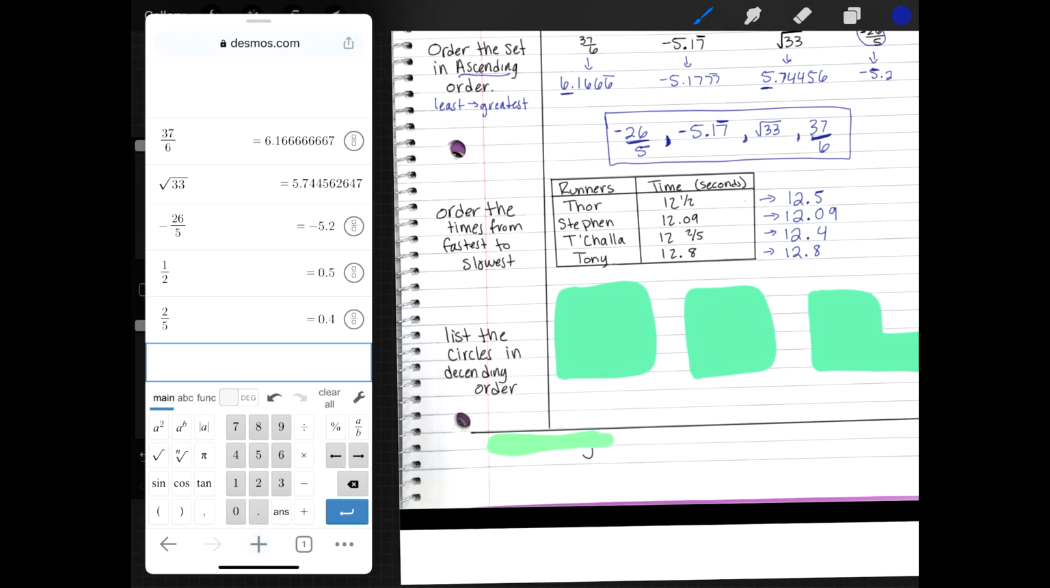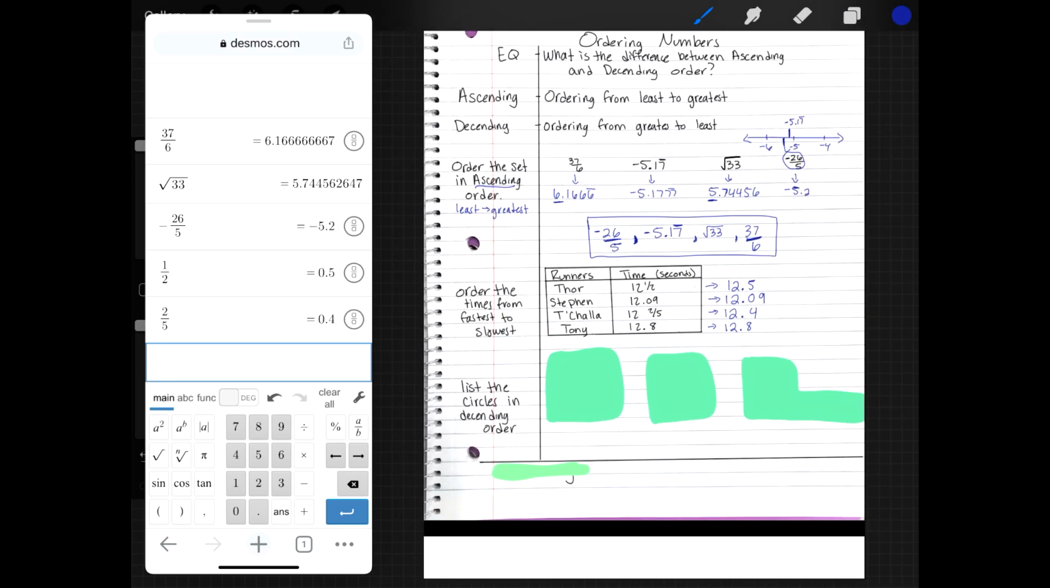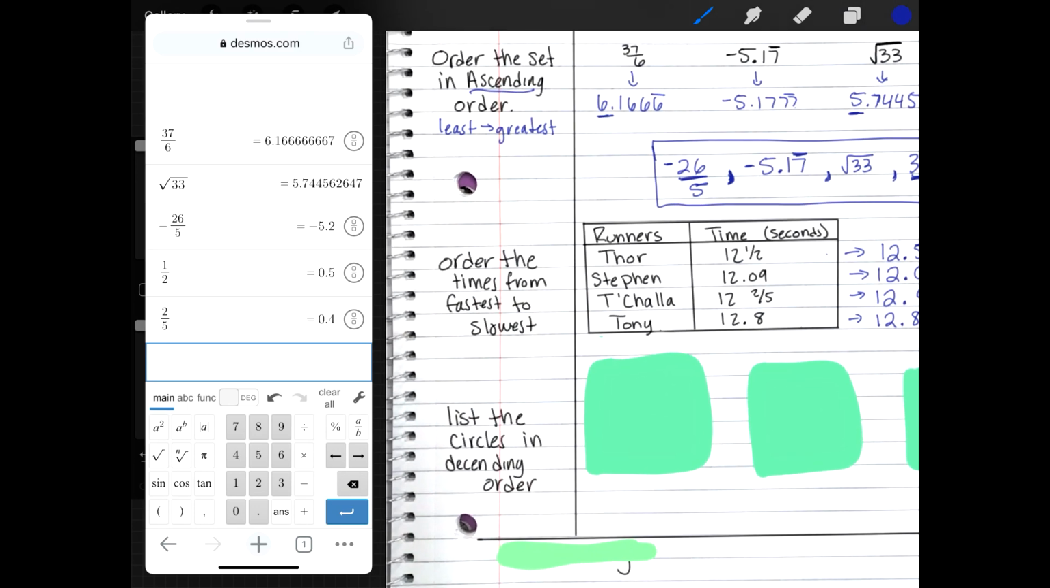All right, so what order are we doing? Fastest to slowest. Fastest means that they ran the shortest. So we're going from shortest to longest, which is least to greatest, which is ascending. So this is ascending order. Okay, from least to greatest.